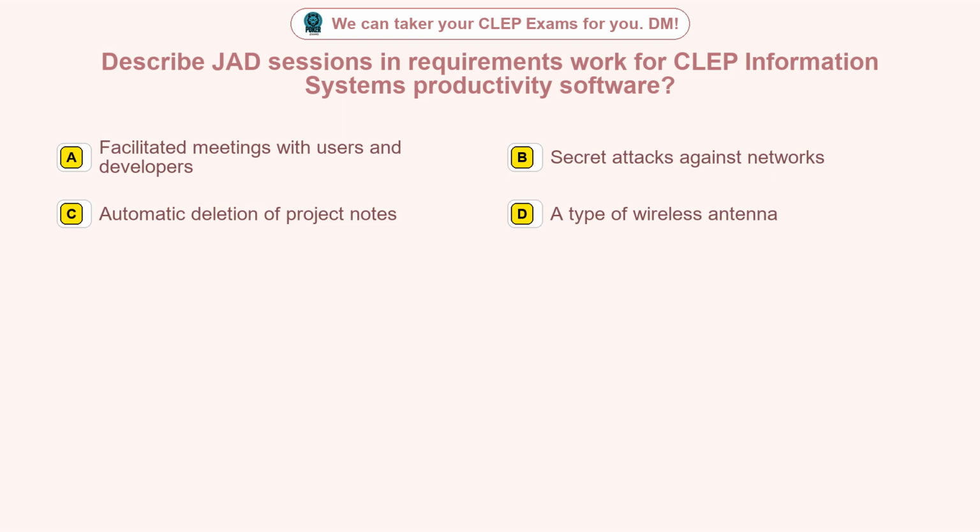Question 73. Describe JAD sessions in requirements work for CLEP Information Systems productivity software. Option A. Facilitated meetings with users and developers. Option B. Secret attacks against networks. Option C. Automatic deletion of project notes. Option D. A type of wireless antenna. The correct answer is option A. Facilitated meetings with users and developers.